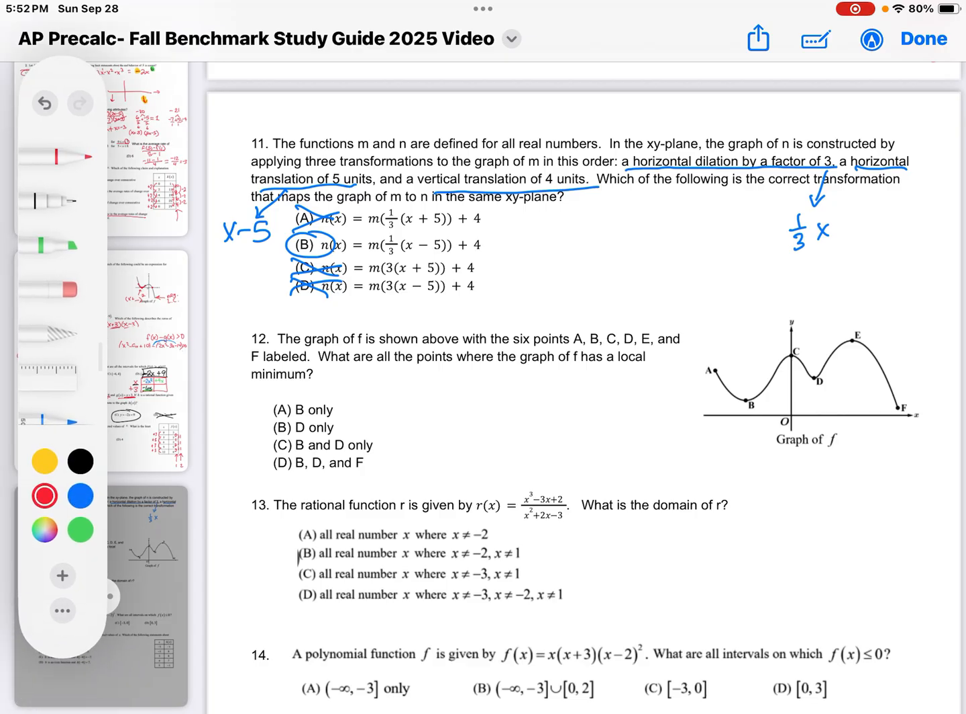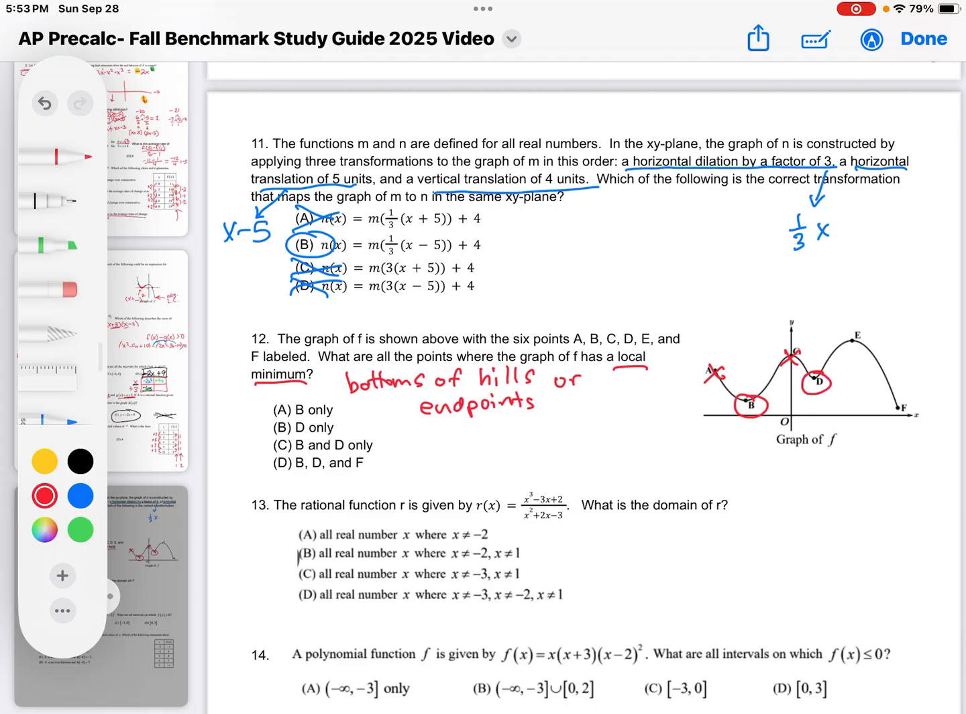If we look at the next question, it says we have points A, B, C, D, E, F. We want to know the points where this graph has a local minimum. Local minimum is bottoms of hills or endpoints. Bottom endpoints, I should say. So if I'm looking here, A is not a bottom point on an endpoint. B is the bottom of a hill. C is the top of a hill, so that's not a local minimum, that's a local maximum.